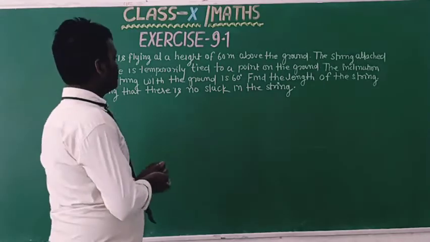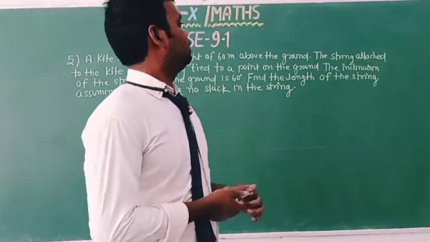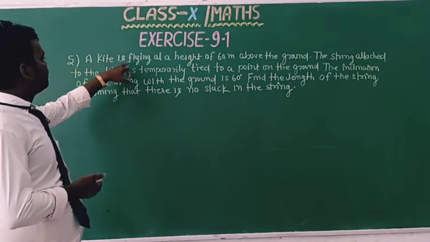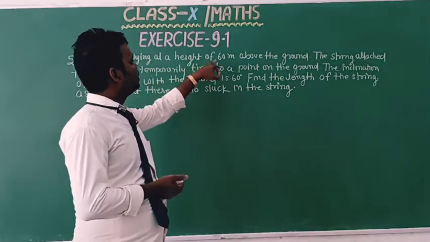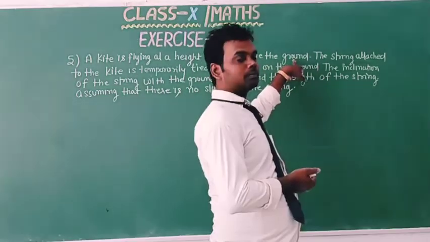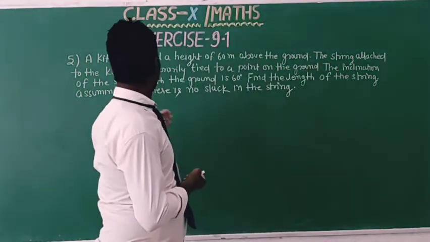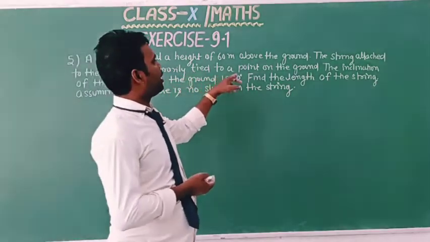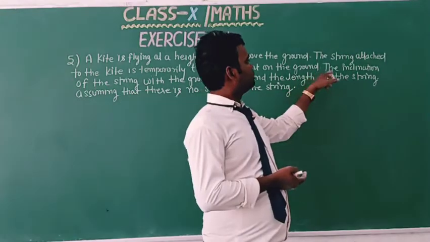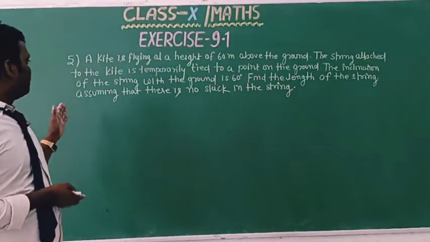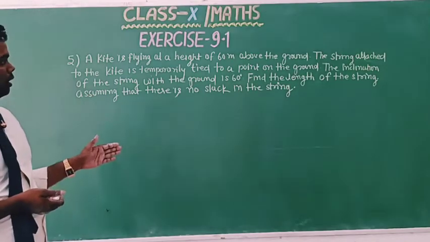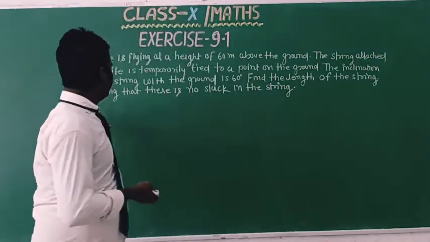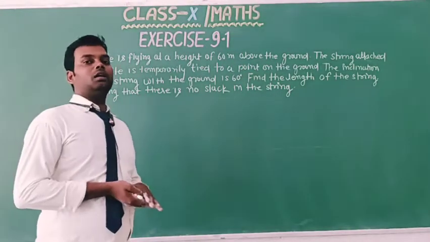Okay, dear children, now move to question number 5. A kite is flying at a height of 60 meter above the ground. The string attached to the kite is temporarily tied to a point on the ground. The inclination of the string with the ground is 60 degree. Find the length of the string, assuming that there is no slack in the string.